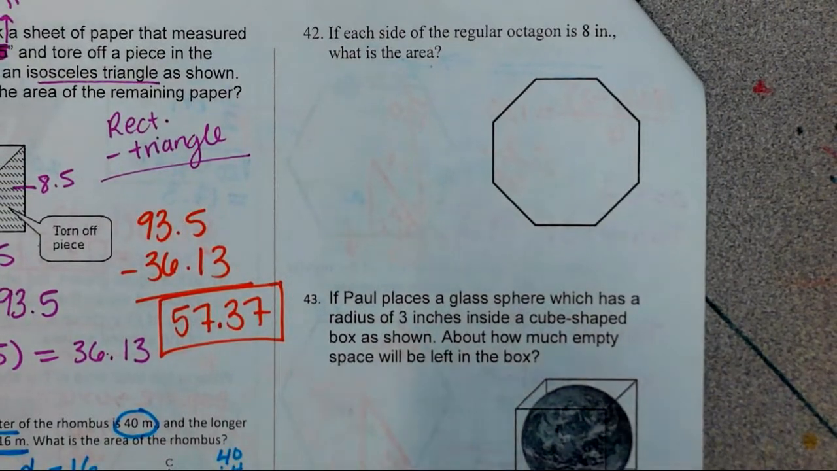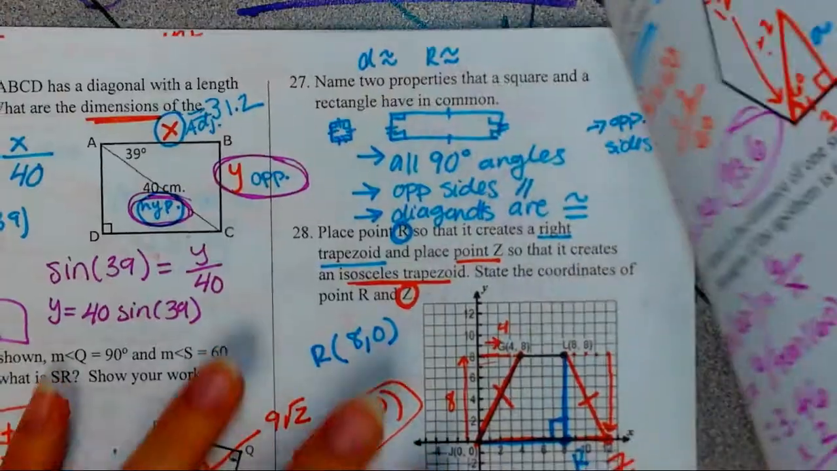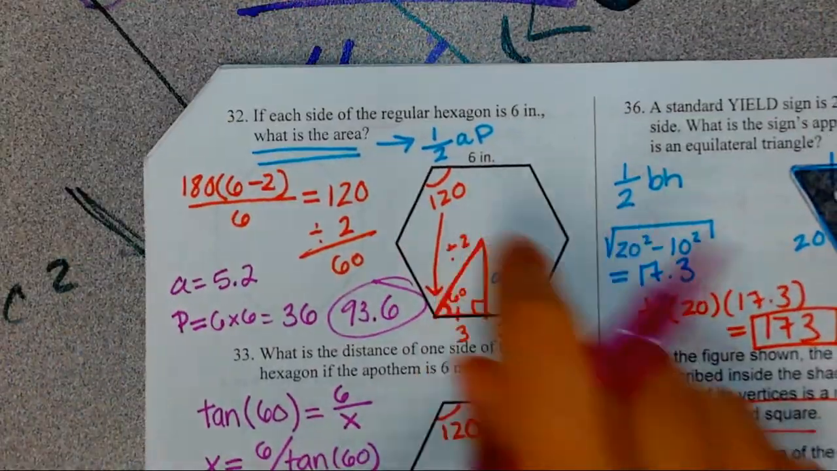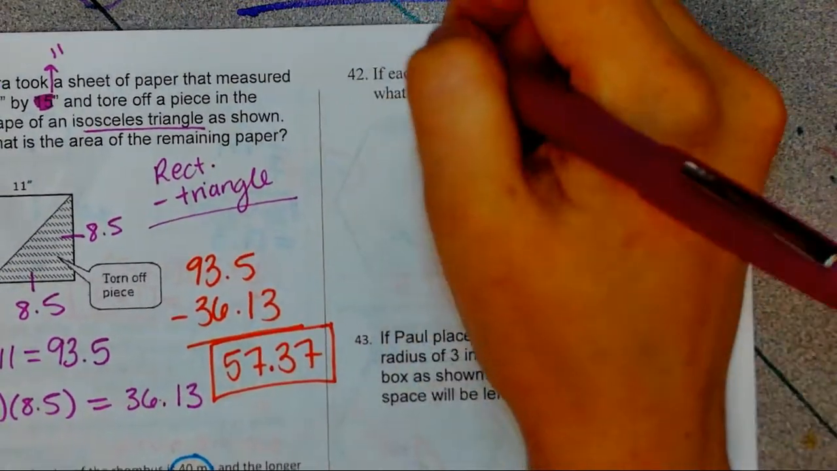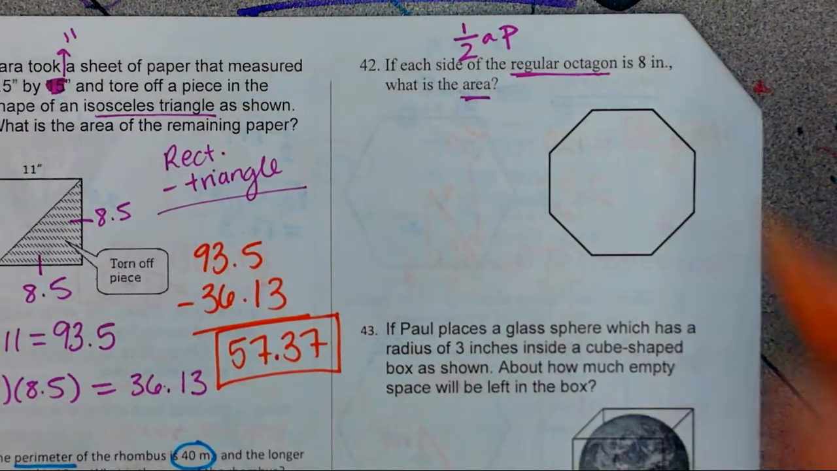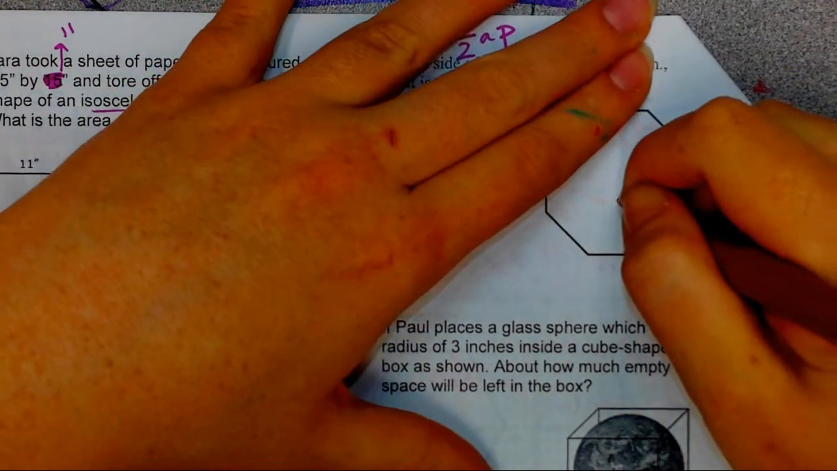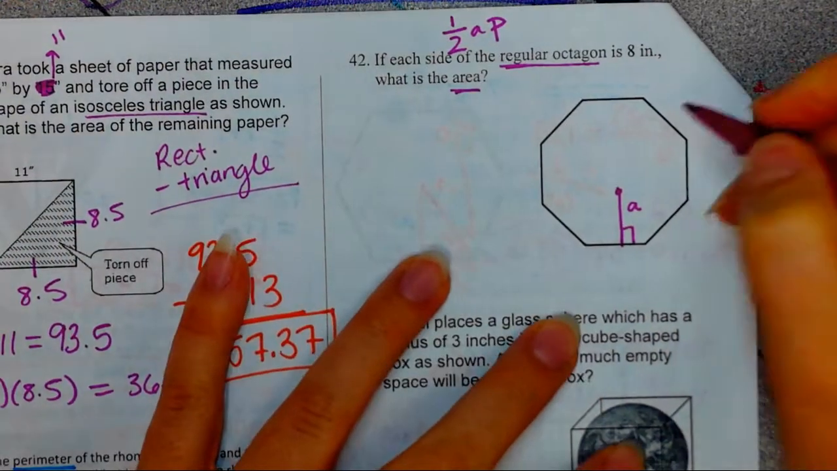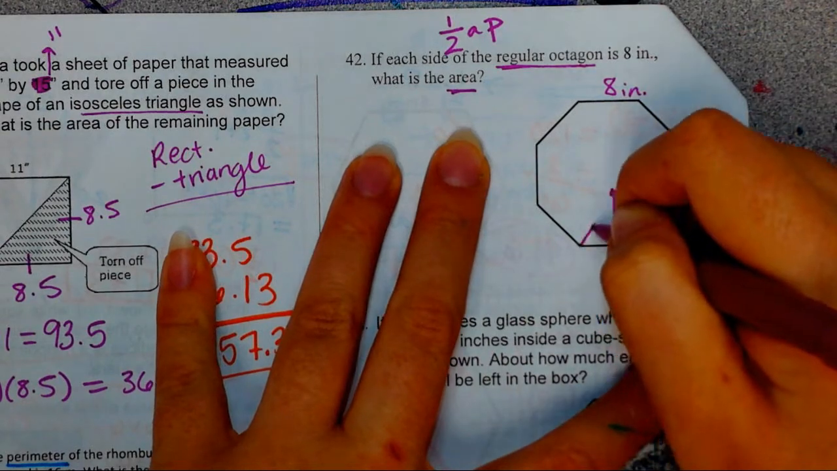Number 42 is another area problem for a regular figure. These are a lot like the one we did back here. Okay, actually it's exactly like the one we did back there. It's just a different shape. So, formula is 1/2 AP. A stands for apothem, P stands for perimeter. So first thing you're going to have to do is find your apothem. Okay, tells us that each side is 8 inches, so we probably want to include that information.